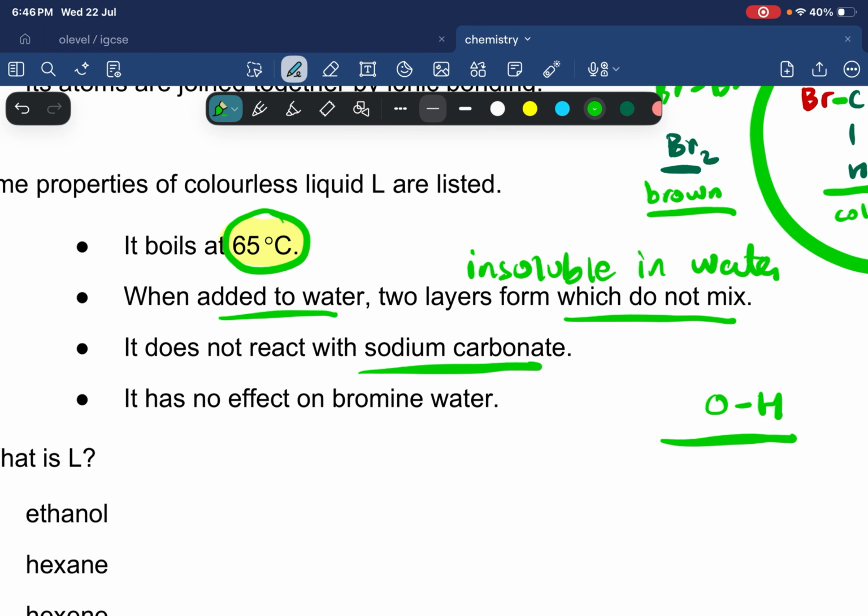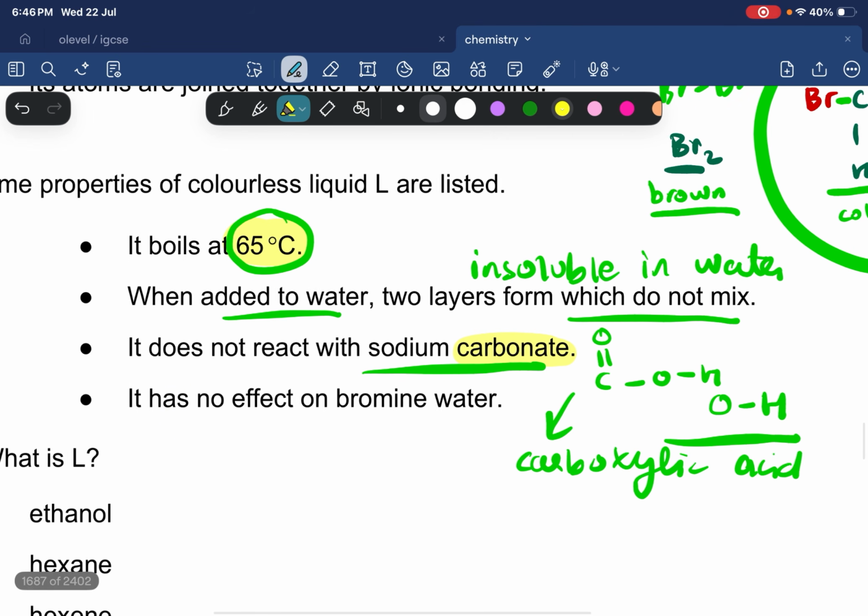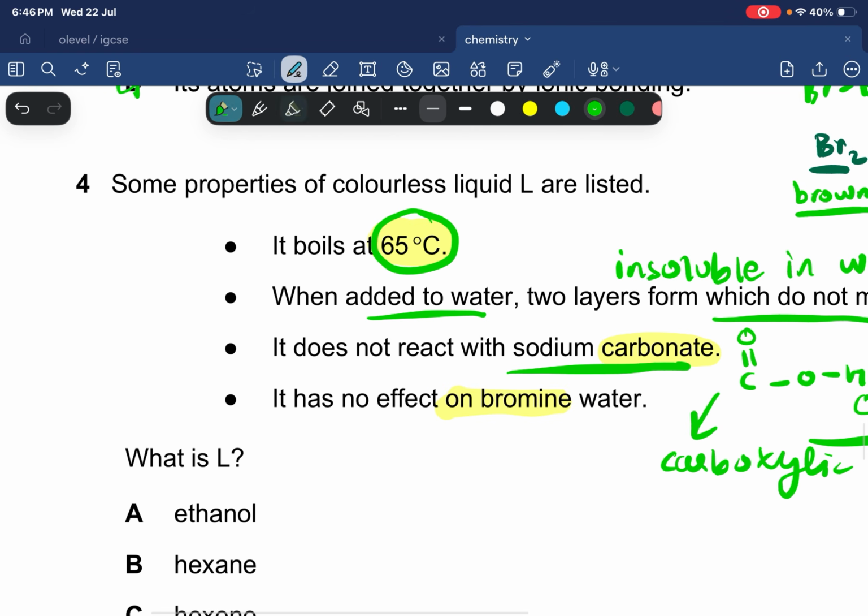Next, it does not react with sodium carbonate. With sodium carbonate, which group reacts? The C double bond O, OH group reacts, and this group right here is a carboxylic acid functional group, which is going to react with your sodium carbonate, because with carbonates the acid reacts to produce carbon dioxide, salt and water. So over here, that means not a carboxylic acid, insoluble in water, so not an alcohol. It has no effect on bromine water. That means not an alkene, because all alkenes have an effect on bromine water.